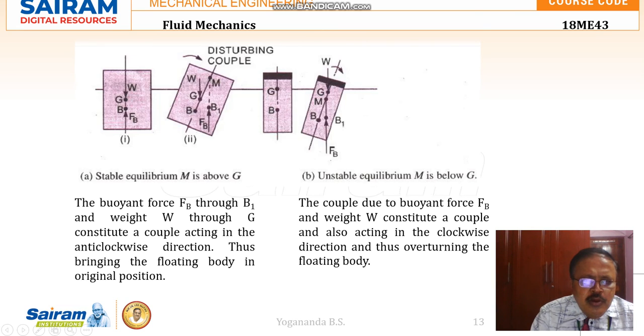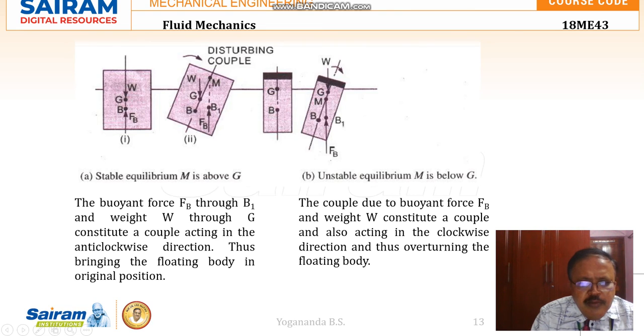Buoyancy force is now passing through this point M. Now this is W going down, this is FB going up. These two form a couple producing anti-clockwise moment. So this clockwise rotation gets balanced by this anti-clockwise moment, thus bringing the floating body back to its original position. So this is stable equilibrium.